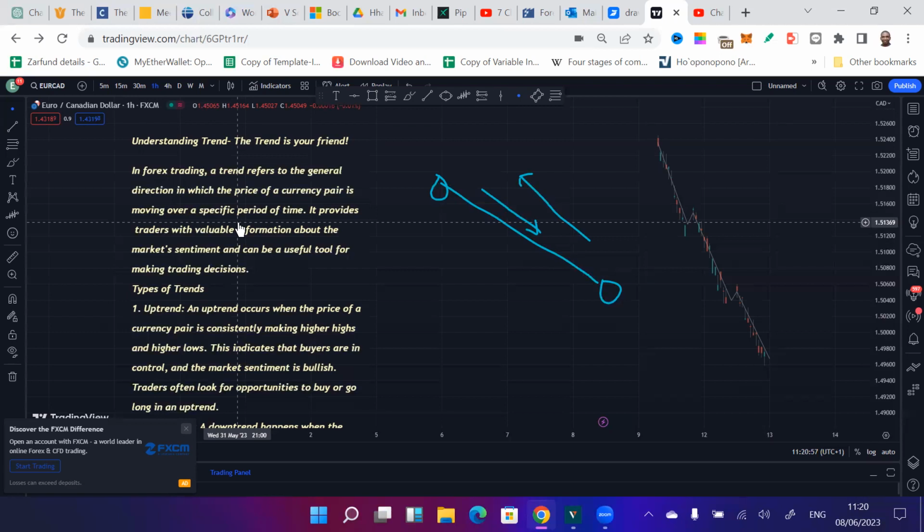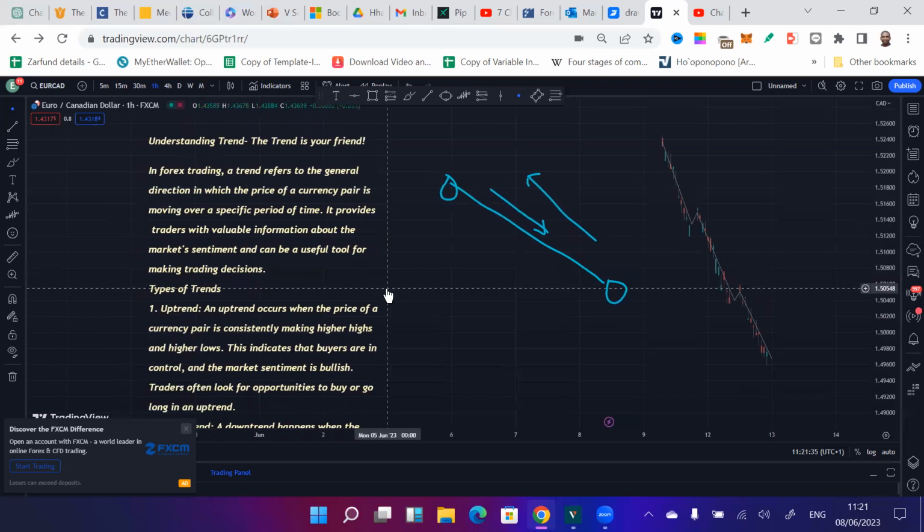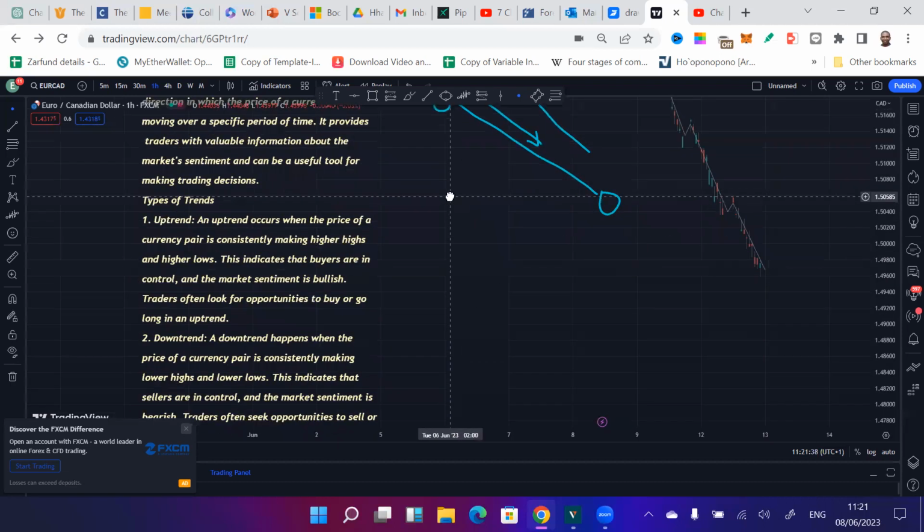So if I came to Euro USD and the trend was selling today, or has been selling for the past 1 week, when tomorrow or next week that trend changes from a sell to a buy, it is important that I'm able to identify that this trend has now changed from a sell to a buy. It has been selling for the past 3 weeks, but now it has begun to buy. So it's important that I identify that. It's per time. It provides traders with valuable information about market sentiment and can be useful for making trading decisions. Very, very important.